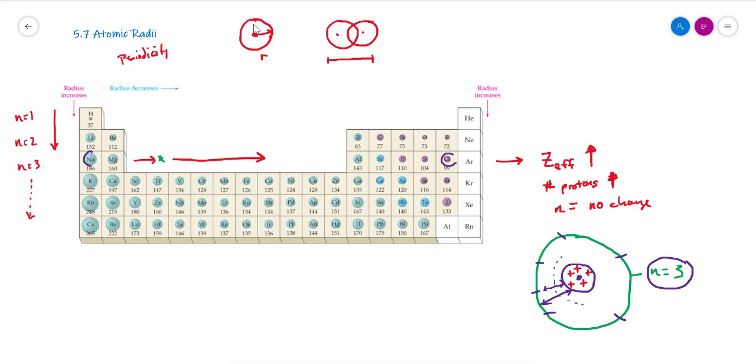It's not until we add a whole other shell, maybe n equals 4, that Z effective starts to change, and we start putting an electron way out here in a much bigger open shell. That's why we get these big changes in this direction, and then some contracting in the direction from left to right.